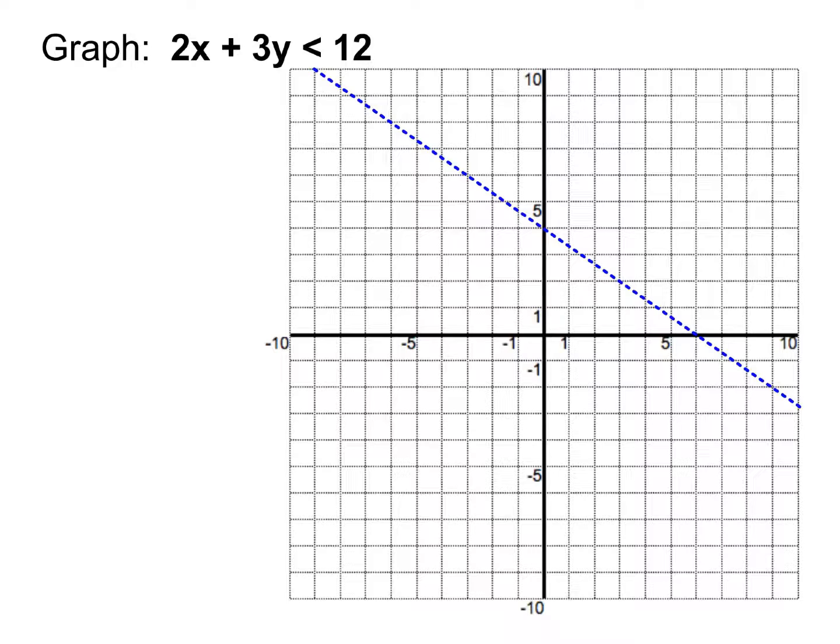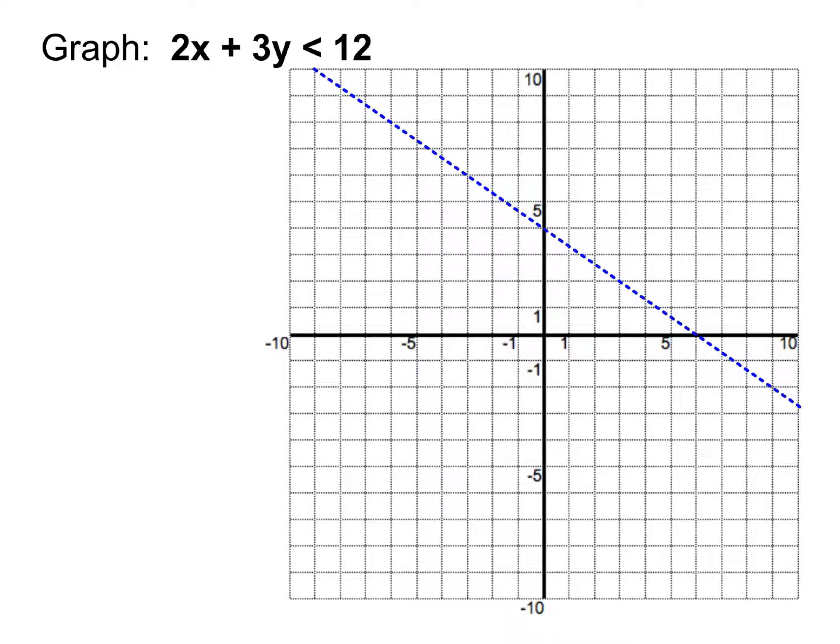Now I have one more step here, and that is shading. Now one thing to be aware of, in the previous problems where we did the shading, the reason why greater meant shade above and less than meant shade below was because they're all actually basically set equal to y. The y was alone on the left-hand side. In this case, the y is not alone on the left-hand side. And so there's some little detaily rules.